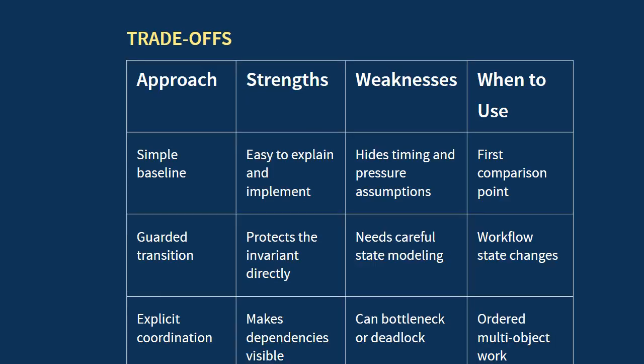Now compare the design responses. A simple baseline is easy to explain, but it hides timing and pressure assumptions. Guarded transitions protect the invariant directly, but need careful state modeling. When would you choose idempotency over explicit coordination? When the main risk is duplicate work or partial failure. Coordination makes ordering visible, but it can bottleneck or deadlock. Idempotency handles retries better at the cost of keys and deduplication logic.